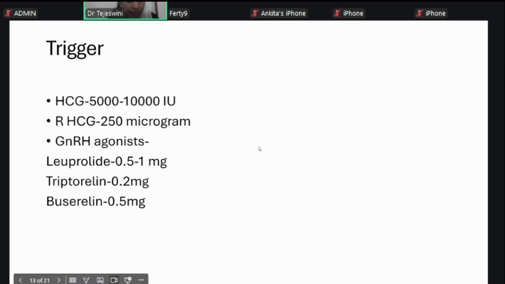So what are the triggers that are used in ovarian stimulation? HCG, which is a urinary preparation, 5,000 to 10,000 international units can be used. Recombinant HCG, 250 micrograms can be used as a trigger.